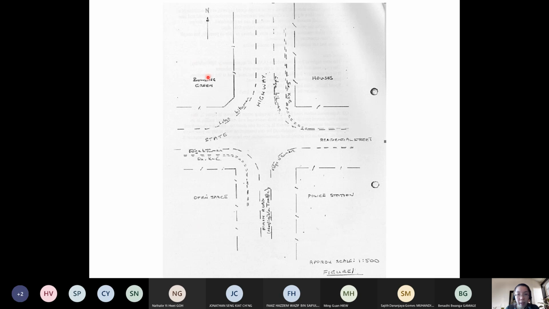All right. And if you look at this dash-slash-dash line, this is the right of way where the land has been allocated for the road. So if you were to do any expansion, you can actually expand further until this point. This is the right of way for the roads.